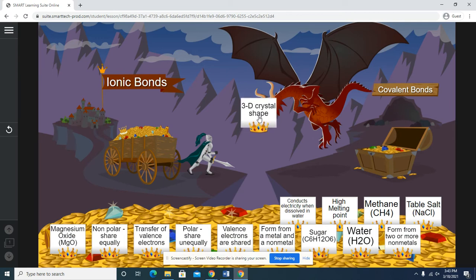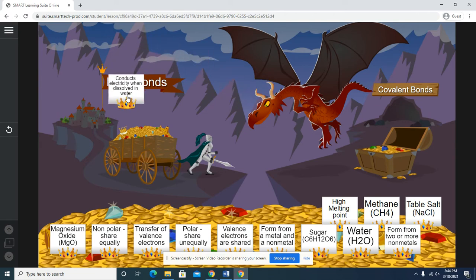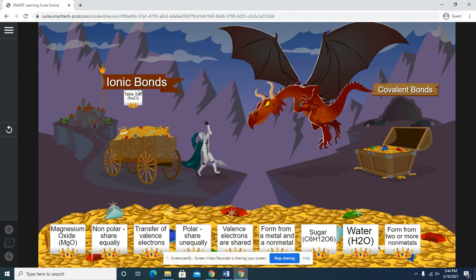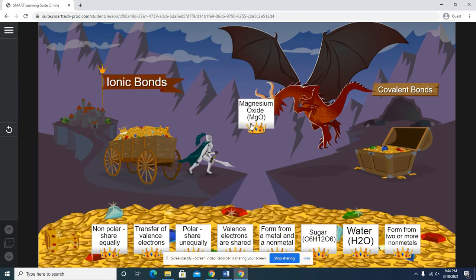3D crystal shape is an ionic bond characteristic. Conducts electricity when dissolved in water, also ionic bonds. High melting point, also ionic bonds. Methane is made from two non-metals, so that is a covalent bond. Table salt is one metal and one non-metal, so that's an ionic bond. Magnesium oxide is one metal and one non-metal, so that's an ionic bond.